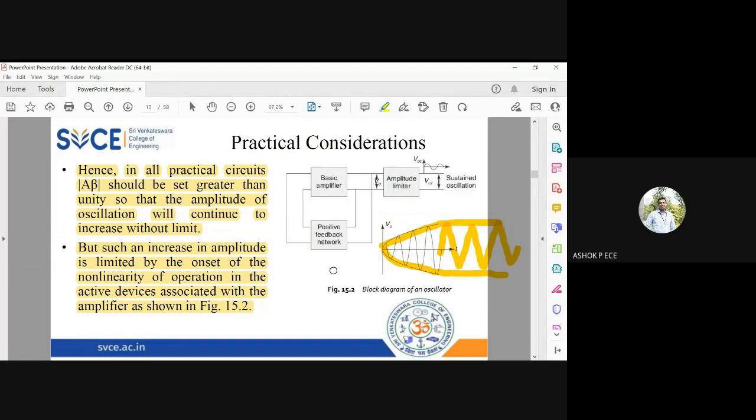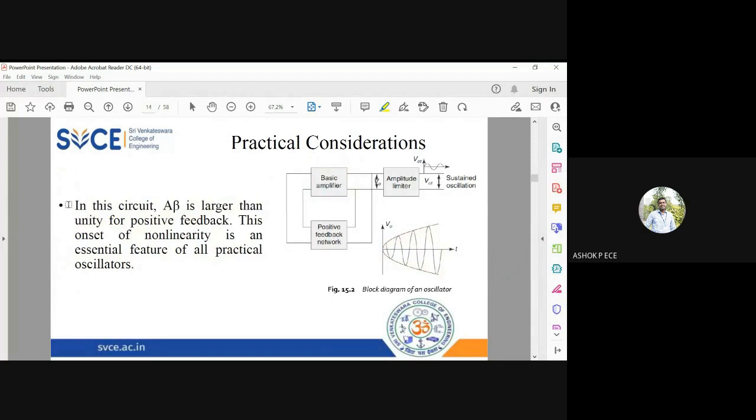So the time where it becomes constant and the time where it starts growing, everything is decided by the amplifier characteristics. So in this circuit, A beta is larger than 1, which is used for positive feedback, and you can see the oscillations are growing exponentially till a particular point.